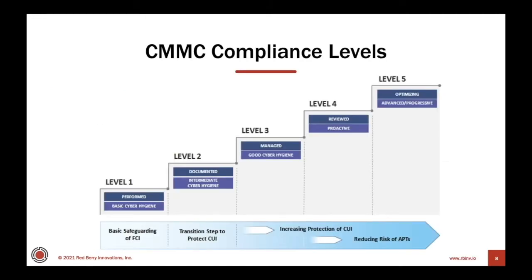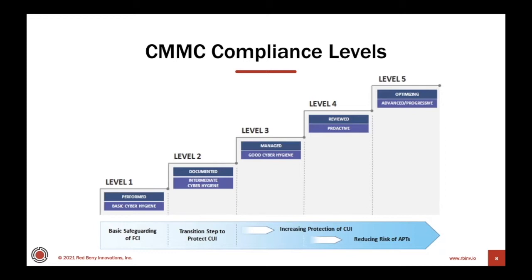This slide shows the 5 different CMMC compliance levels from level 1 to level 5. In order to achieve a specific CMMC level, a DIB company must demonstrate both process institutionalization or maturity and the implementation of practices commensurate with that level.